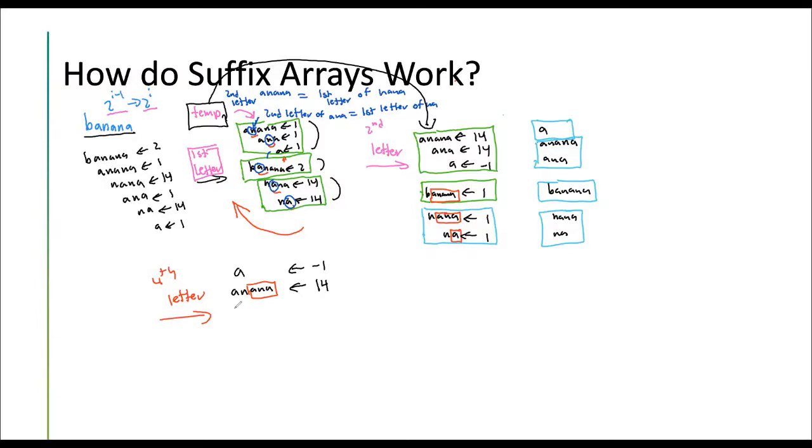Now looking at ana, looking past the second letter is just the string of a, and a had a rank of -1, so we can assign this a rank of -1. Similarly, if we look at banana, looking past the first 2 letters, we obtain a string of nana. And nana has a rank of 1, so we can give this a rank of 1. And we can do the exact same thing for these 2. I won't bother reading it out, but just know that it looks like this.